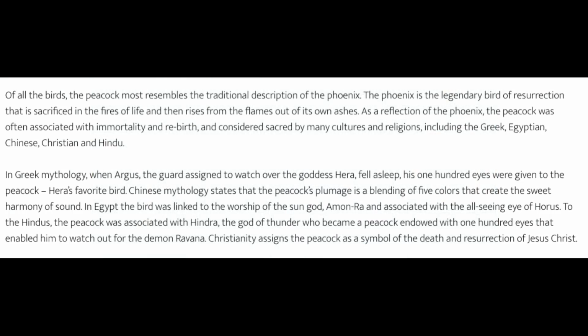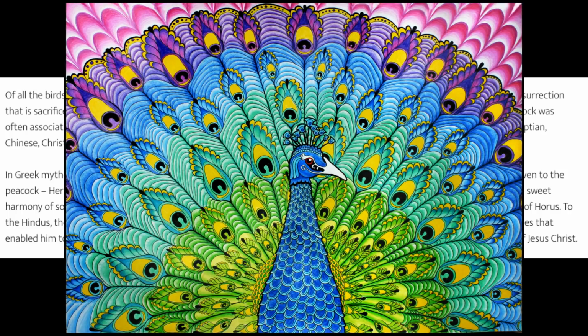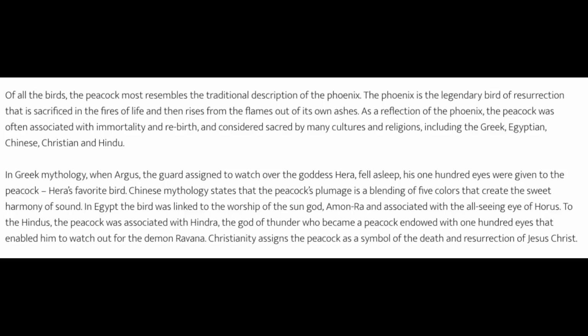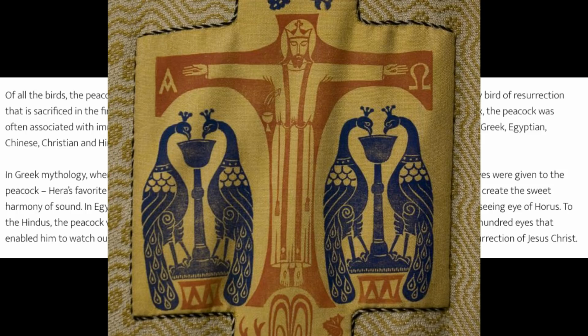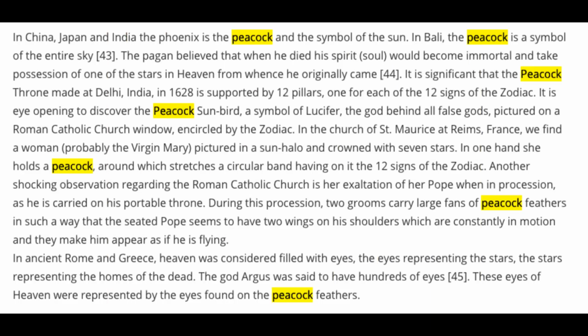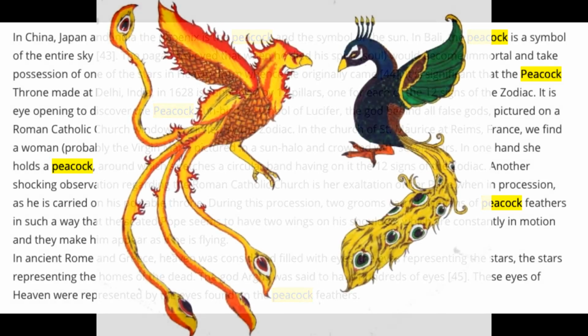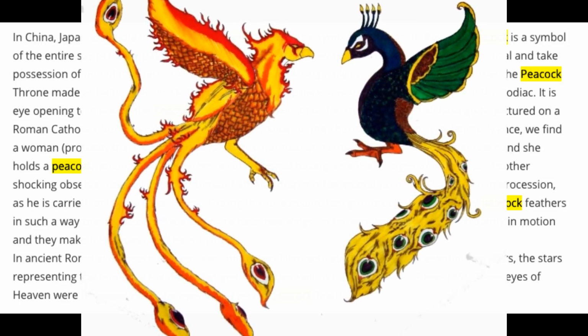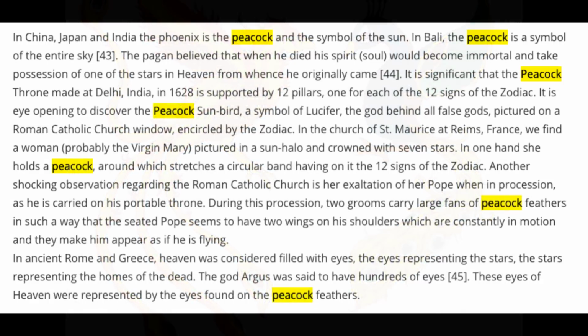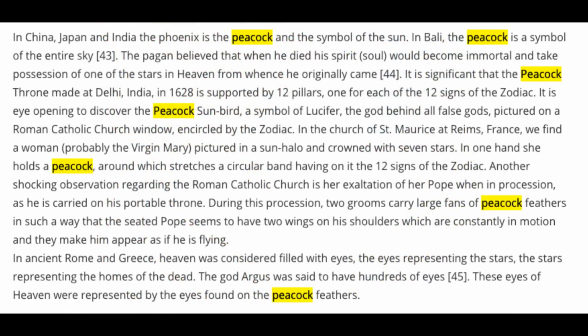It says, to the Hindus, the peacock was associated with Indra, the god of thunder, who became a peacock endowed with 100 eyes that enabled him to watch out for the demon Ravana. You see this? So thunder, again, Thor. We're going to see this later, thunder already, again. Christianity assigns the peacock as a symbol of death and resurrection of Jesus Christ, again. We continue. In China, Japan, and India, the phoenix is the peacock. Again, the phoenix is the peacock. You see? And the symbol of the sun also, Ra, Thoth, symbol of the sun. In Bali, the peacock is a symbol of the entire sky. The pagan believed that when he died, his soul would become immortal and take possession of one of the stars in heaven from whence he originally came.